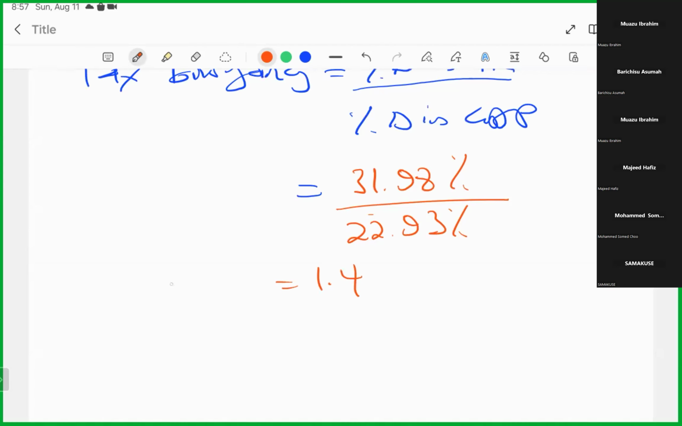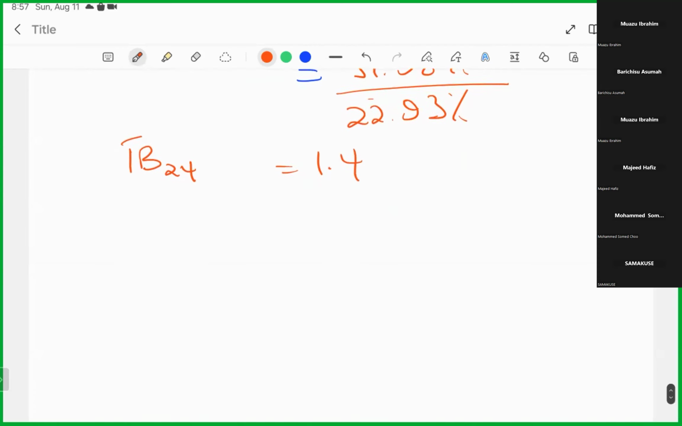That is good. So this is the tax buoyancy. I will just write TB for 2024, which is 1.4. Is that not it? Yes, sir. Good. So now let's compare with the previous tax buoyancies.